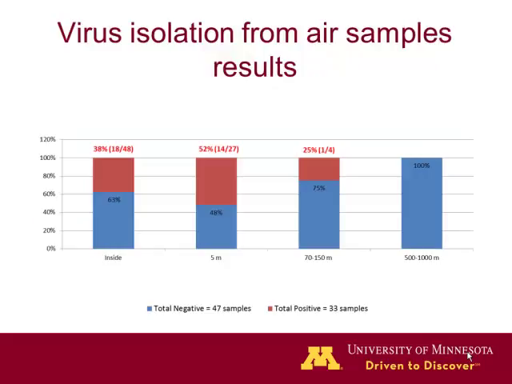These are the results for the virus isolation. 38% of the samples collected inside were virus isolation positive, and 52% of those collected immediately outside. We were able to isolate live virus in just that one sample that came back positive between 70 and 150 meters. So we were able to detect live virus at that distance.